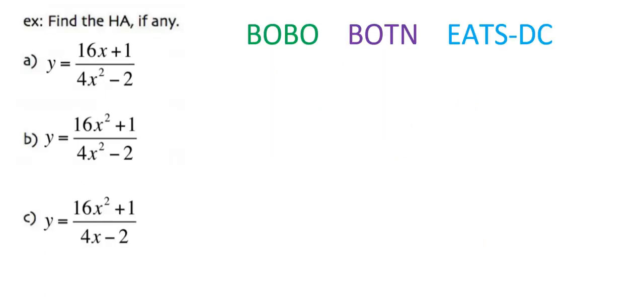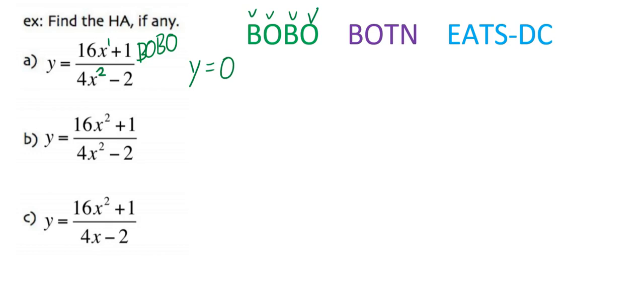Example A, I look at the numerator and the denominator and I compare the degrees. On top, the degree is 1. On bottom, the degree is 2. So this is a case of Bobo. It's bigger on bottom. If it's bigger on bottom, then our horizontal asymptote is y equals 0. That's what the second O in Bobo stands for.